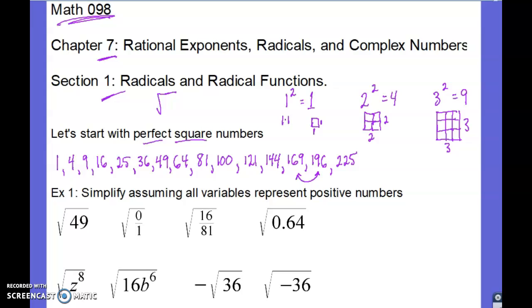My geometry teacher made me memorize the first 25 perfect squares, and it didn't stick. And I'm a math teacher, so I'd have to do some thinking to figure out what 16 squared is.